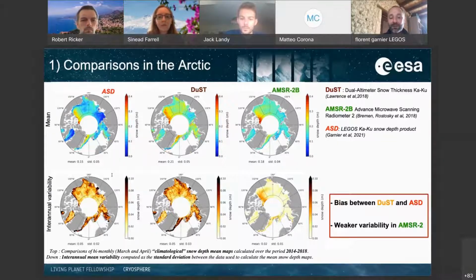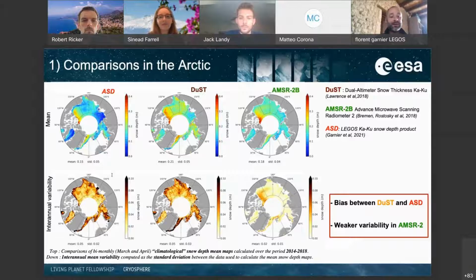That use a different algorithm that allows to have snow depths over multi-year ice. But these data are only available for March and April, and also they use Operation IceBridge within the processing of this data. So then the figure presents bi-monthly, March and April, snow depth mean maps calculated over the 2014 and 2018 time period. And the figure below indicates the interannual variability, which is simply the standard deviation between all the maps we used to construct the means.